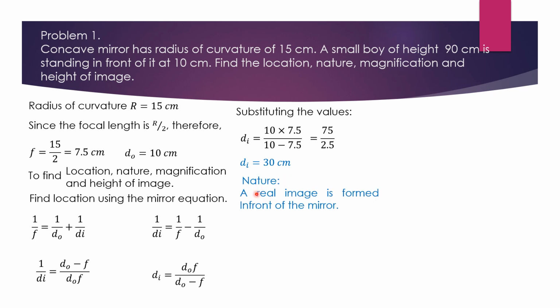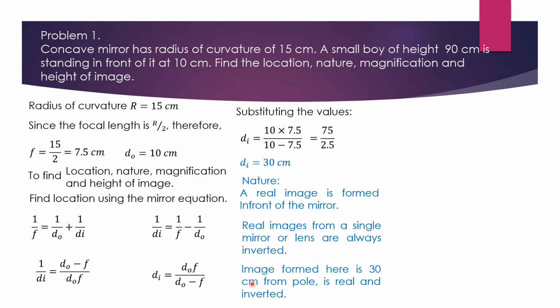So the nature of the image is real, and the image is formed in front of the mirror. Real images from a single mirror or lens are always inverted. I said, real images from a single mirror or lens are always inverted. The image formed here is 30 centimeter tall and 30 centimeter from the pole, and is real and inverted.